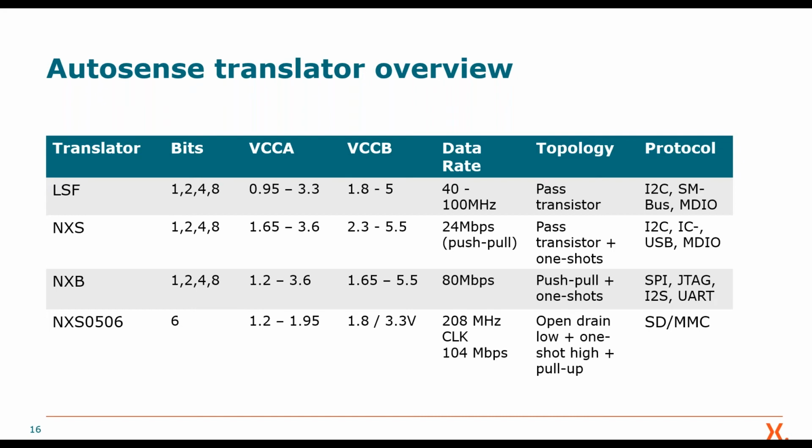The NXB, the third one, is a purely push-pull topology with one-shots for both rising and falling edges and no pass transistor. That is more for push-pull applications on both ends, and protocols like SPI, JTAG, UART, and so on. And finally, we have a dedicated SD card protocol translator with up to 208 megahertz clock speed and 104 megabit per second. And next slide, please.